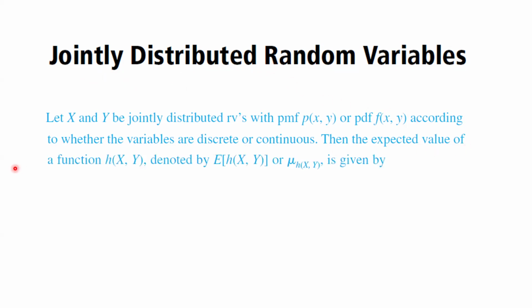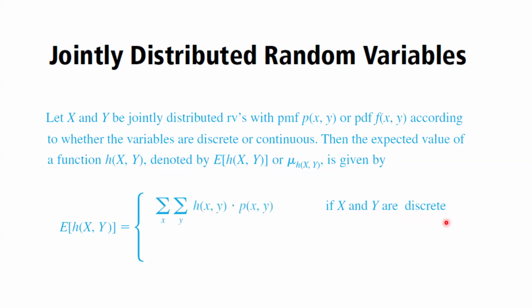We're going to discuss two cases: where x and y are discrete and where x and y are continuous. The expected value of a function h of x and y, denoted by E of h of x and y, or mu sub h of x and y, is given by the double summation of h times p if x and y are both discrete. And if x and y are continuous, then you have the double integral of h times f dA. So for discrete random variables, we basically add all of those values together, and for continuous random variables, we have to calculate the integral.